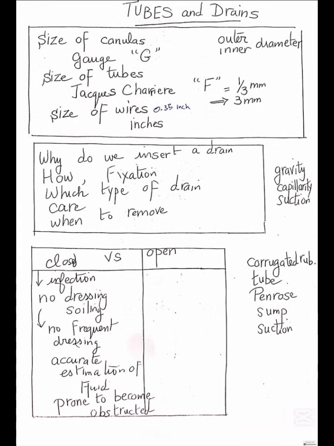To summarize, closed wounds may not bleed outwardly, but they can be serious. Drains play a huge role in healing by removing unwanted fluids. Different drains serve different purposes, and proper care is vital to avoid complications.